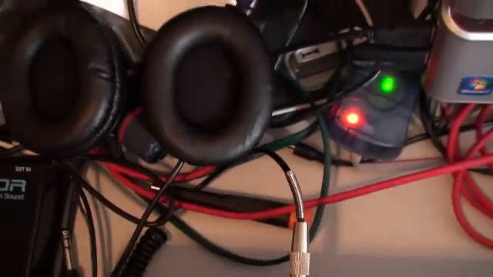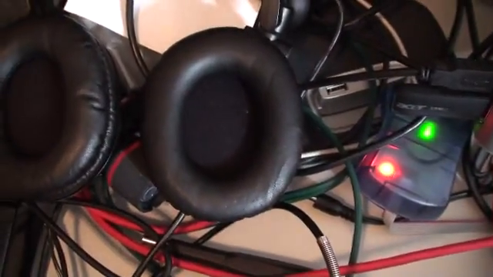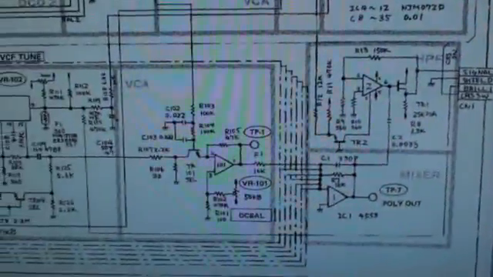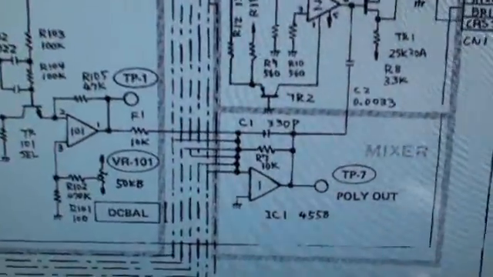Alright, so what have I got going on here? I've got headphones plugged in. Let me turn that up a bit, just for reference's sake. And I took a look at the schematic. And this is the shop manual, the service manual.